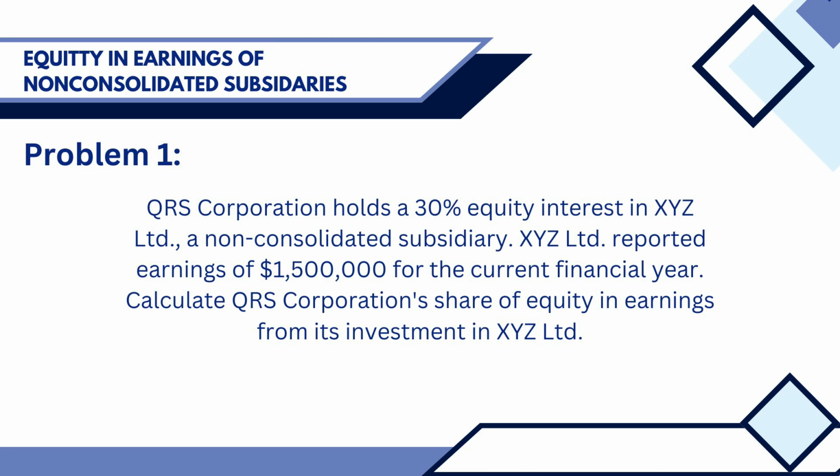Equity in earnings of non-consolidated subsidiaries. Problem number 1. Kira S Corporation holds a 30% equity interest in XYZ Ltd, a non-consolidated subsidiary. XYZ Ltd reported earnings of $1,500,000 for the current financial year. Calculate Kira S Corporation's share of equity in earnings from its investment in XYZ Ltd.